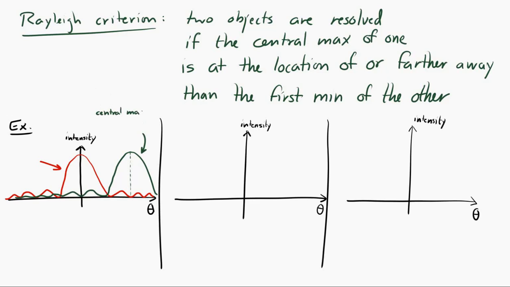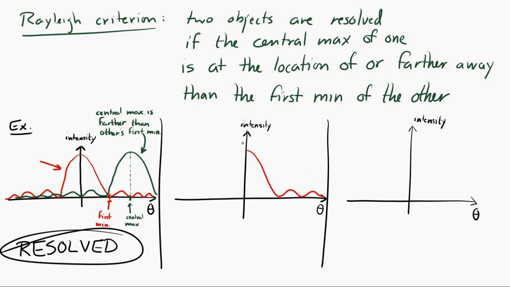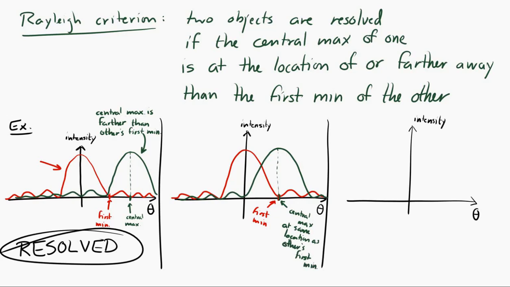The Rayleigh Criterion states that they're resolved if the central max of one is at the location or further away than the first minimum of the other. In this case, this green pattern is further away than the first minimum of the red pattern, so they're resolved. I'm going to draw a different one. Let's say I have these two objects. They have patterns on a screen, so here's a red one and a green one. In this case, the central max of the green one is exactly at the first minimum of the red one. So here they're just barely resolved. That's at the limit of resolution.